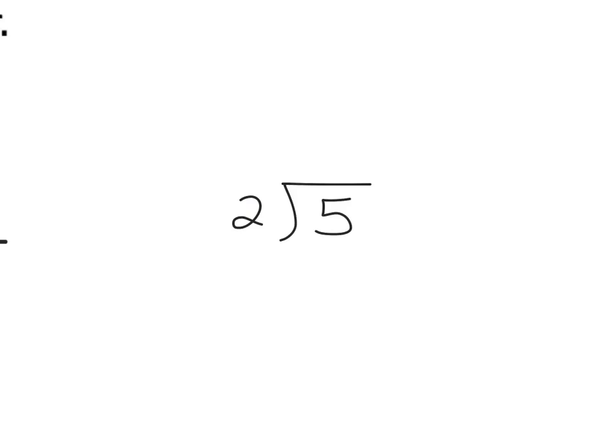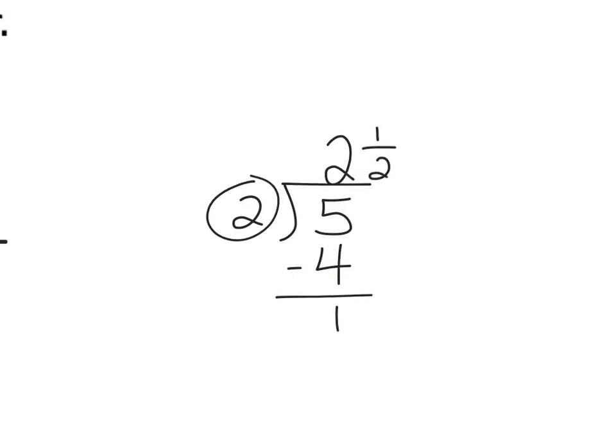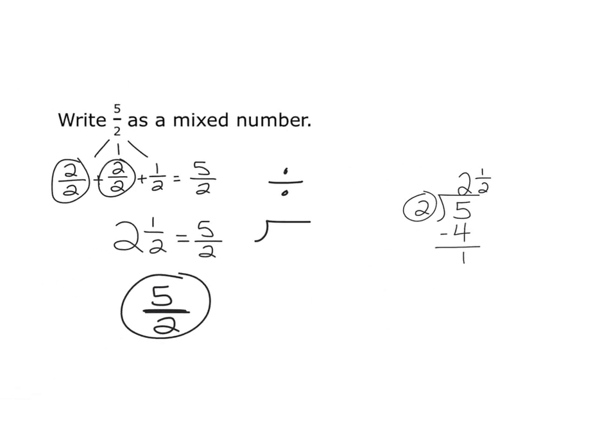How many times can 2 go into 5? Well, that's 2 times. What's 2 times 2? That's 4. Subtract, and you get a difference of 1. That difference becomes your numerator. This divisor is your denominator. So there you have 2 and 1/2. And if you remember, that is equivalent to 5 halves.